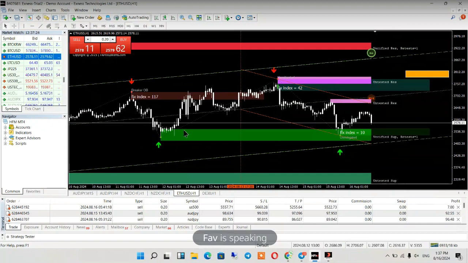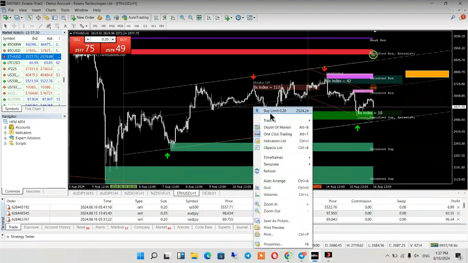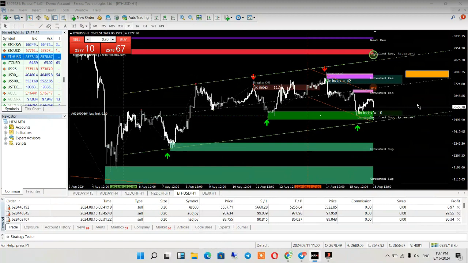So what I'm going to do is look back. Where am I going to put my stop loss here? I'm going to put my stop loss around here. So I'm just going to set a buy limit. And let's check this. Stop loss.